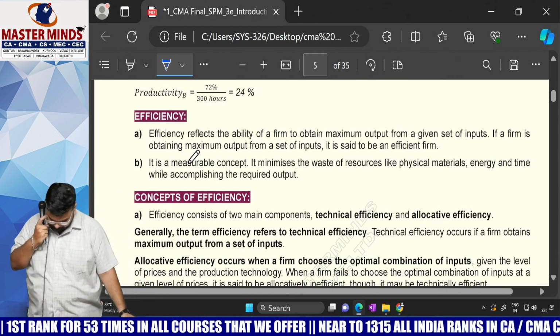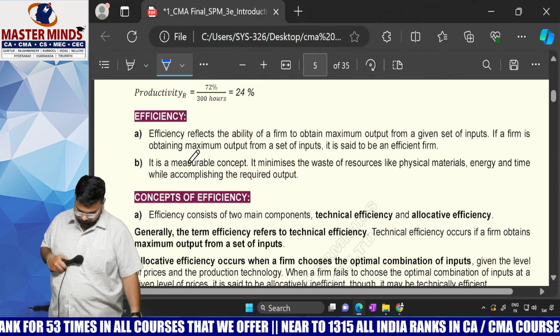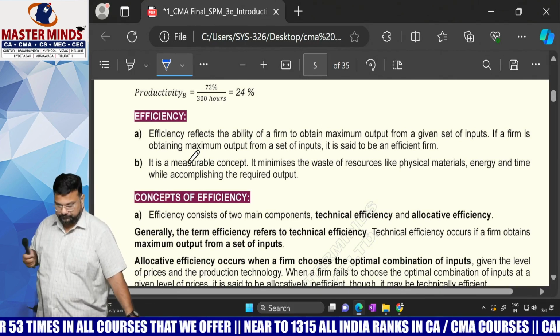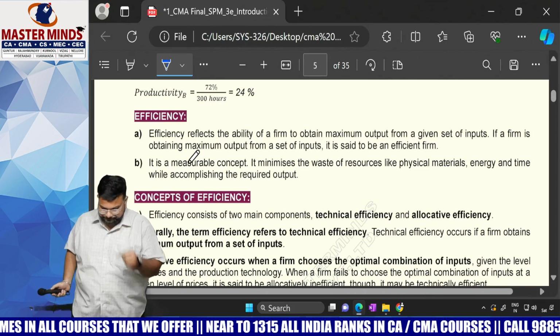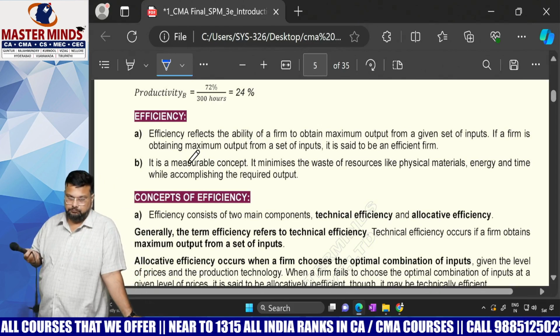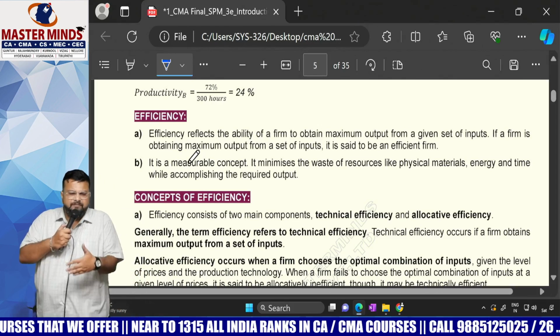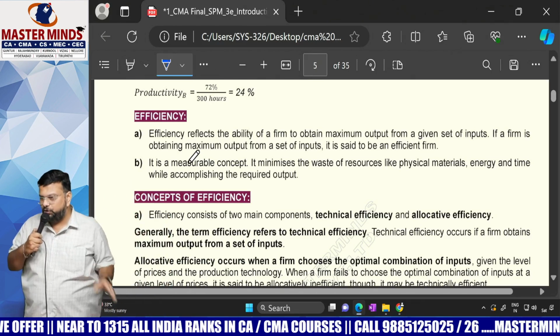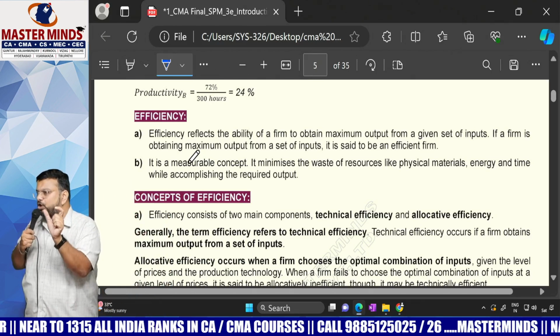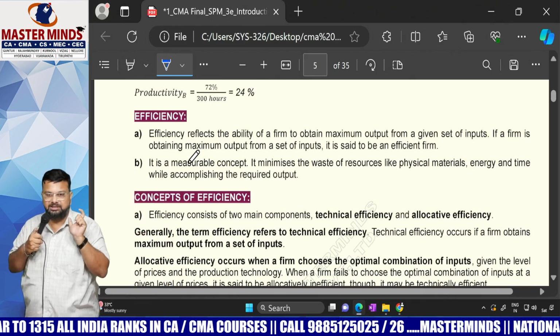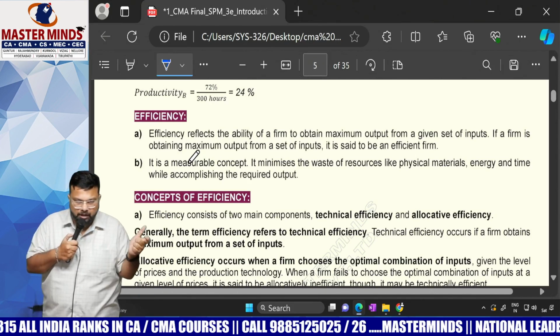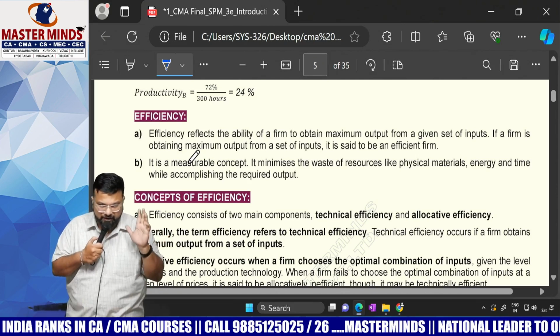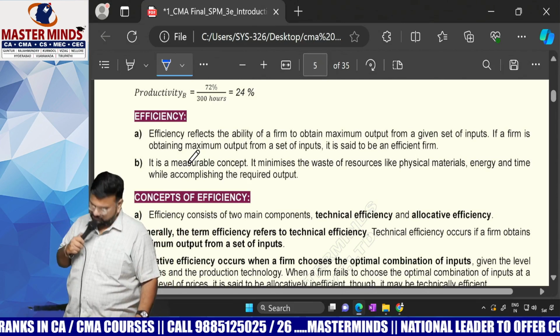Generally, the term efficiency refers to the technical efficiency. Technical efficiency occurs if a firm obtains maximum output from a set of inputs. Generally, we start with allocation. After allocation comes utilization. When we talk about utilization, we're talking about technical efficiency. When we talk about allocation, we're talking about allocative efficiency. Am I clear? Read it now.